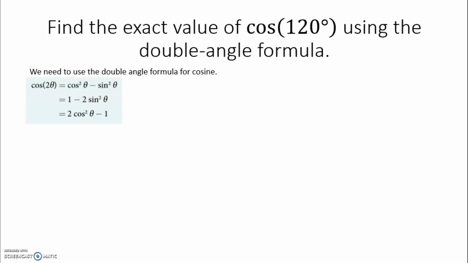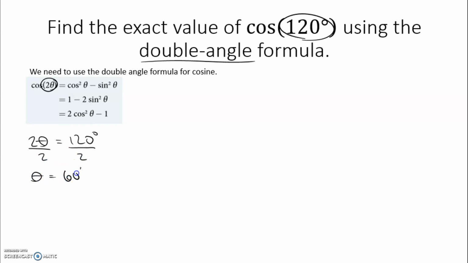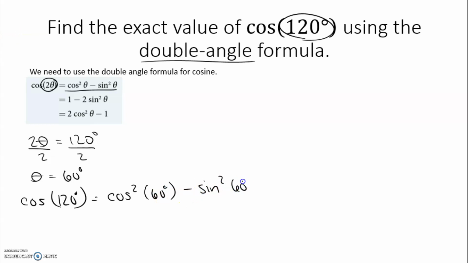So if we find the exact value for cosine of 120 using the double angle formula, we have 3 to pick from, and I'm going to show you all 3 and how all 3 come out to the same answer. So same thing, we're going to set 2 theta equal to whatever angle they give us, which in this case is 120. We're going to solve for theta, so it's going to be 60. And I'm going to use this first formula right here. So cosine of 120 is equal to cosine squared of 60 minus sine squared of 60.